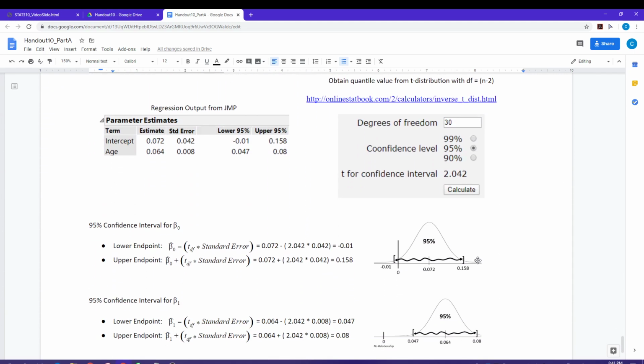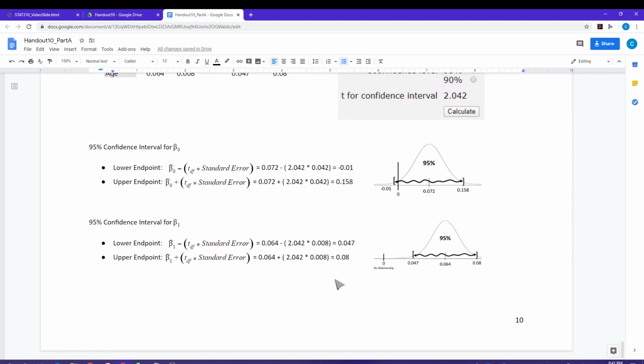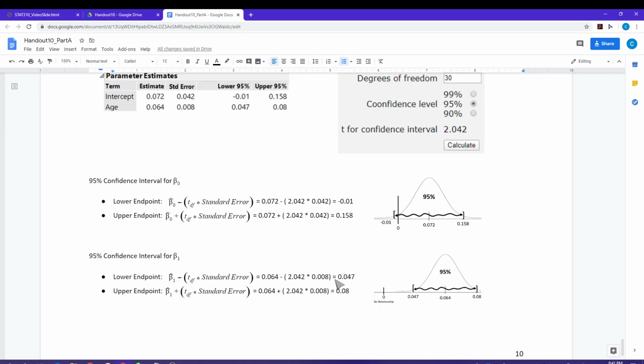Page 10 includes the formulas that are used to obtain those confidence intervals. I'm not going to ask you to use those formulas, but they are here for completeness on page 10.